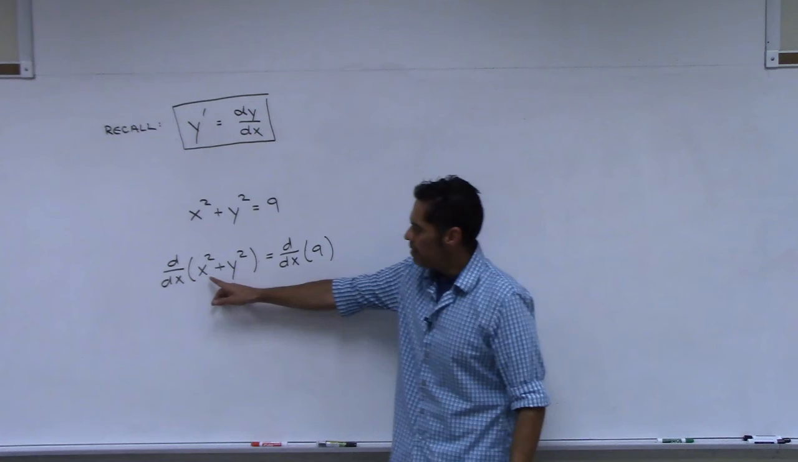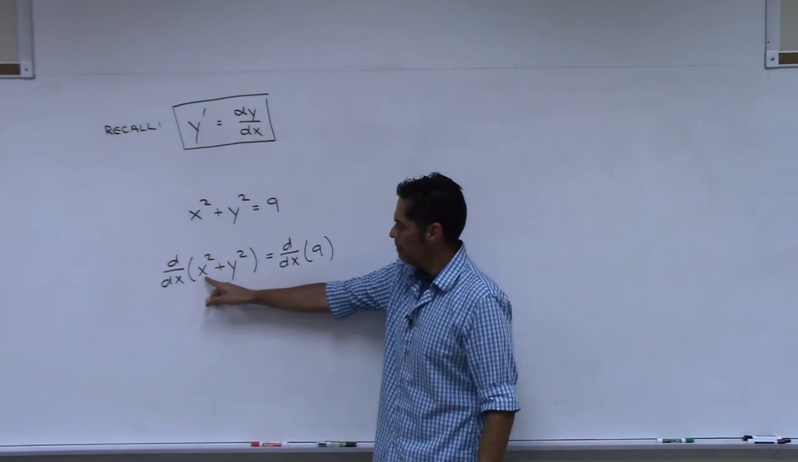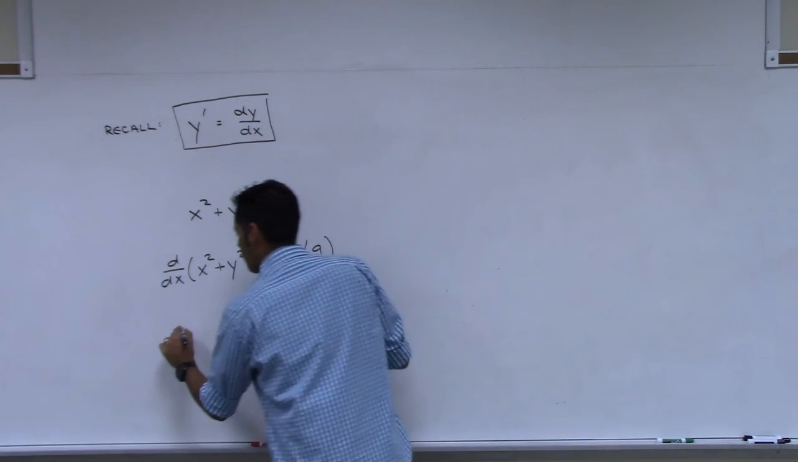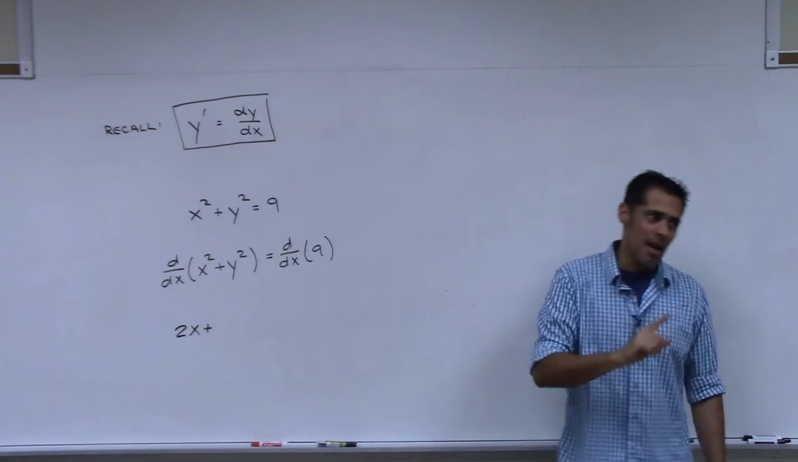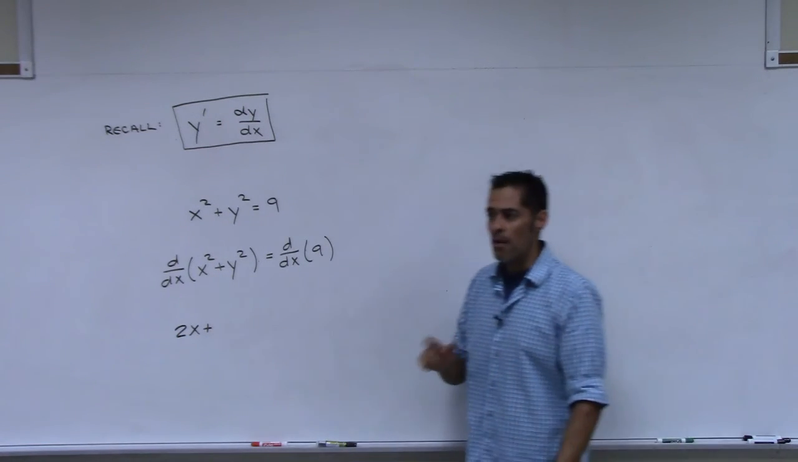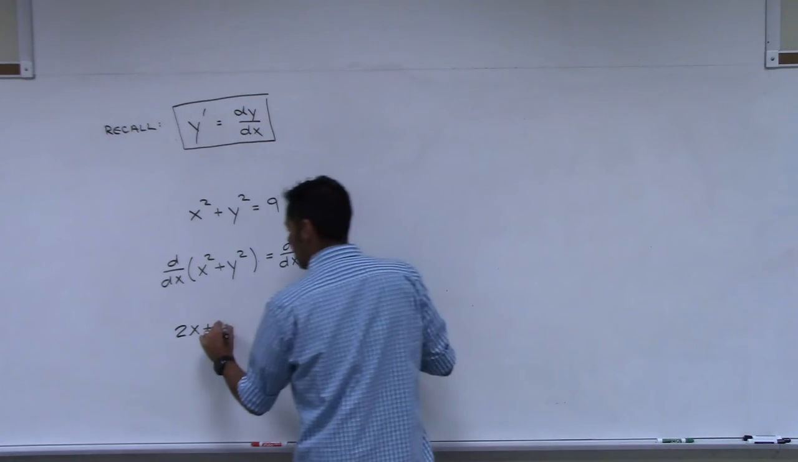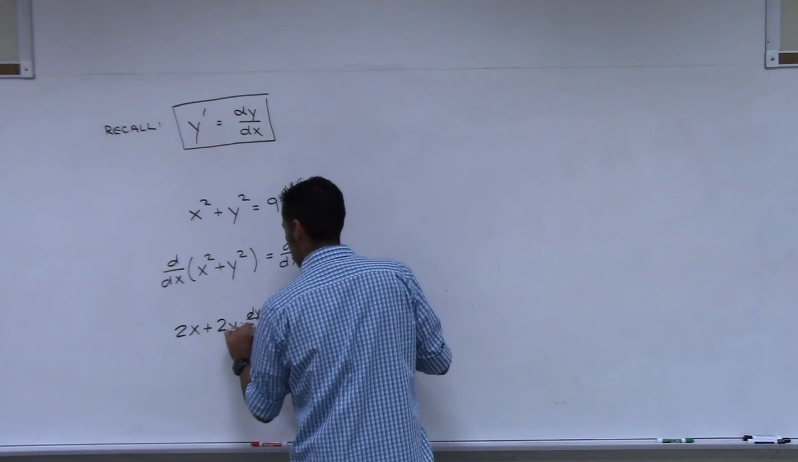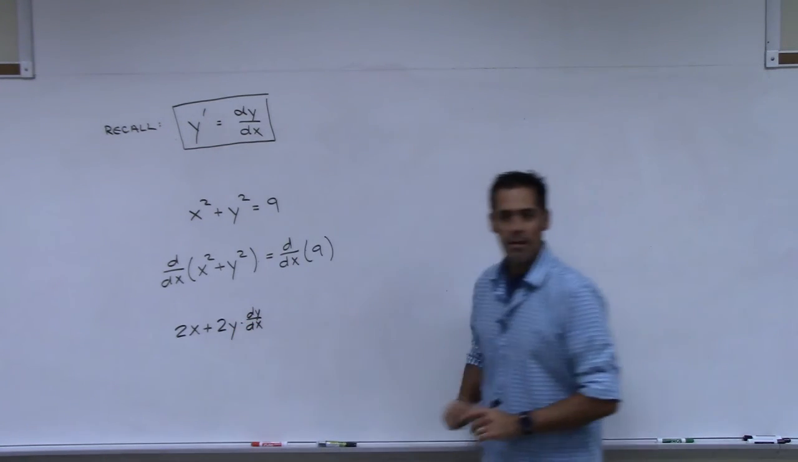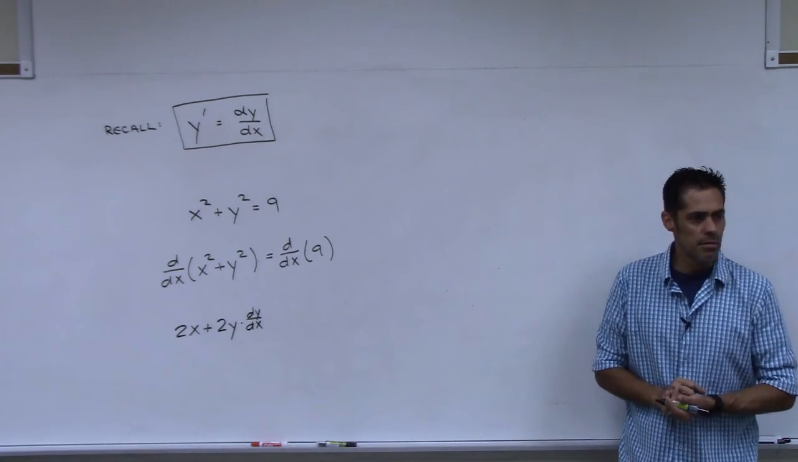We said that the derivative of x squared was what? 2x. And then we said that the derivative of y squared was not 2y, it was actually 2y y prime. We could write that 2y, but instead of y prime we write dy dx. Right? That's the same notation.